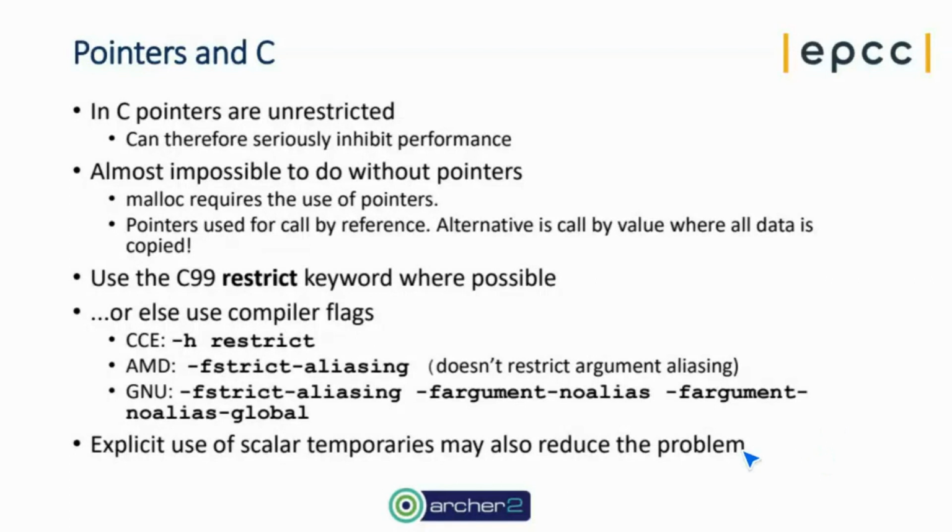And yeah, scalar temporaries can also get you around some of these problems. If you make an explicit copy into a temporary inside a function, of something that's accessed through a pointer, and then use the temporary, then you're basically giving the compiler a lot more guarantees about what's going on.